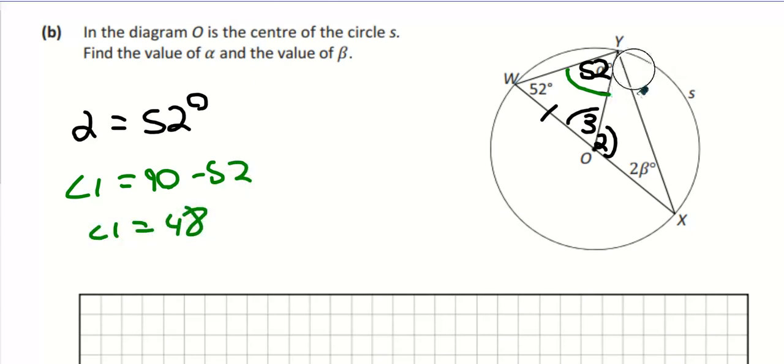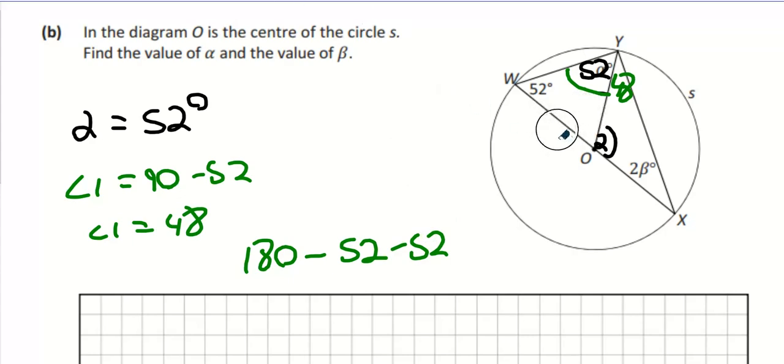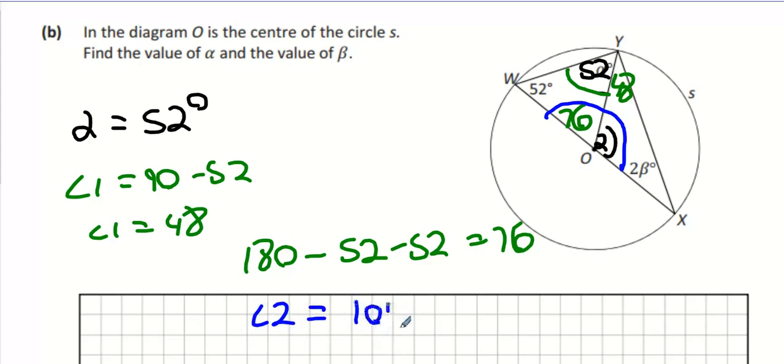Now we're starting to make headway. Can anybody tell me what angle 3 is? Angle 3. 180 take away 52, take away another 52, because it's 3 angles in a triangle. What'd you say? Yeah, come on, 76. Now finally, what's angle 2? Nope. See that blue angle there? 76 plus angle 2 has to equal 180. So what does that mean about angle 2? 104 degrees. Happy days.